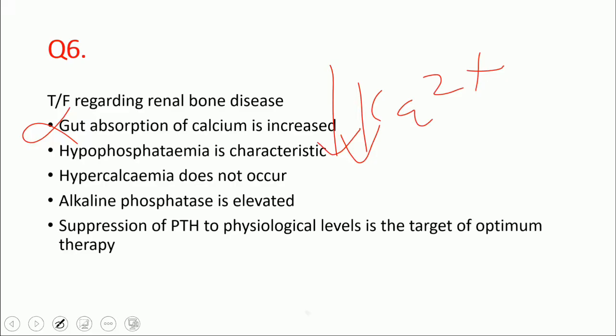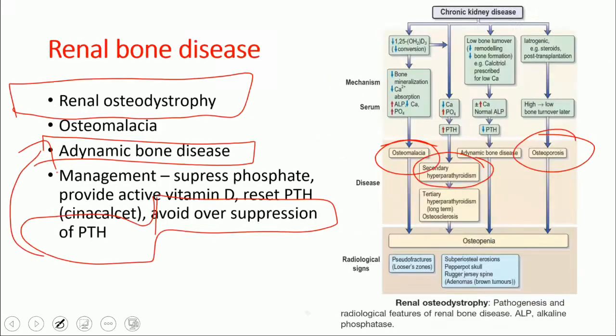Hypophosphatemia is characteristic. Again, why? The main problem in CKD is that they have phosphate retention. They cannot excrete phosphate. So their phosphate is very, very high. That is the fundamental problem there, the phosphate being significantly high.